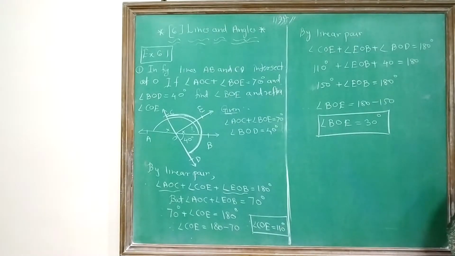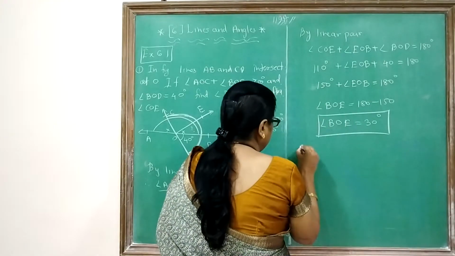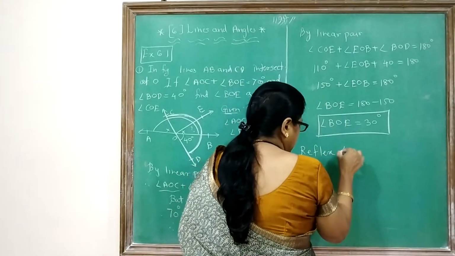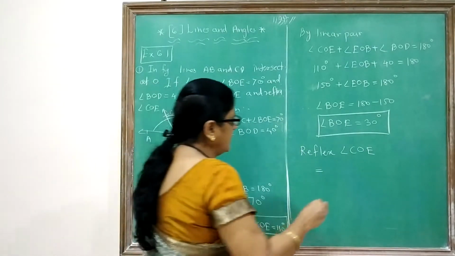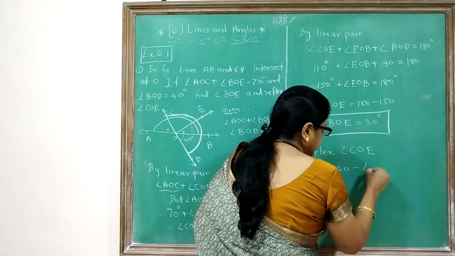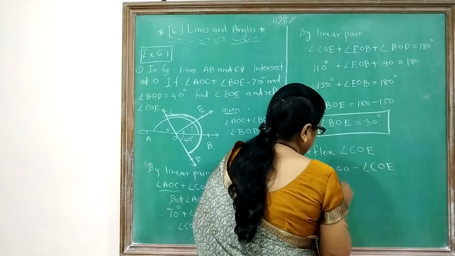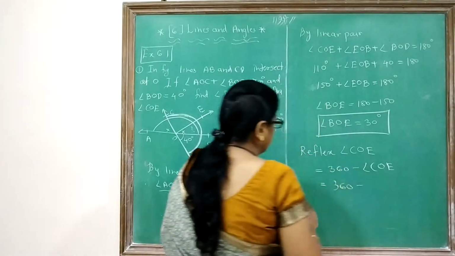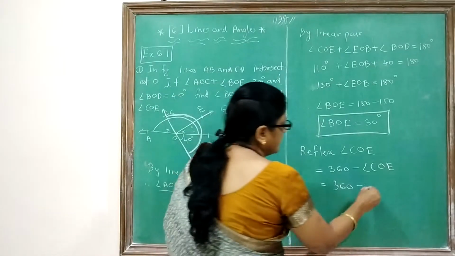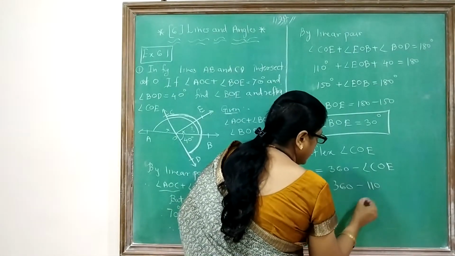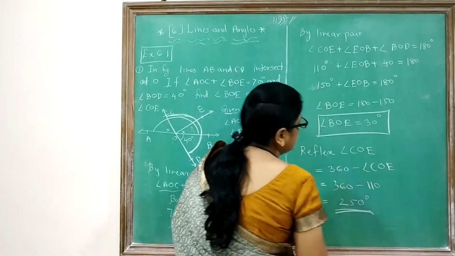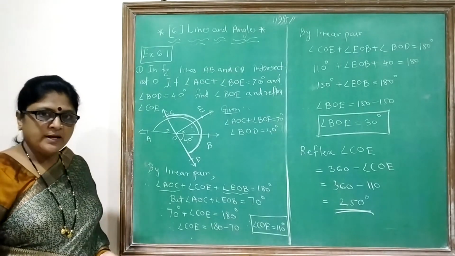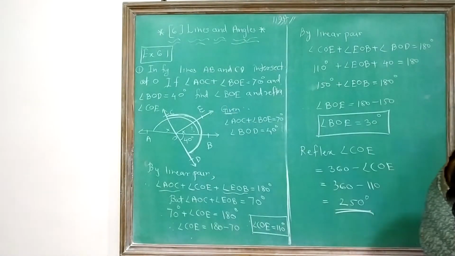Then you will find your next, that is reflex angle COE. Reflex angle COE, its formula is 360 minus angle COE. You will subtract, then you will get the reflex angle. What is COE? 110. Then 360 minus 110: 0 minus 0 is 0, 6 minus 1 is 5, 3 minus 1 is 2. Then what is your answer? 250. This is your final answer. Then see the next example.